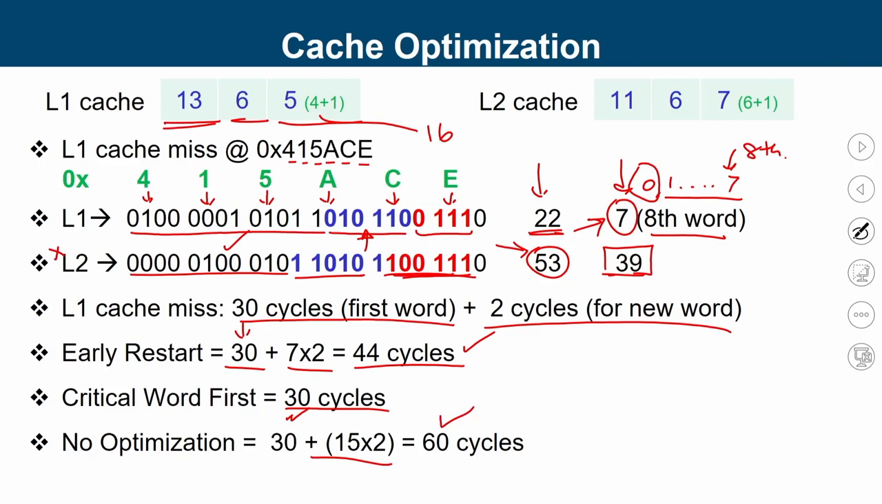So, when you use early restart, the processor that would otherwise have restarted execution at the end of 60 cycles can now resume execution at the end of 44 cycles. Whereas, if you use critical word first, then it can resume execution at the end of 30 cycles. So, this is the way in which you handle this problem.